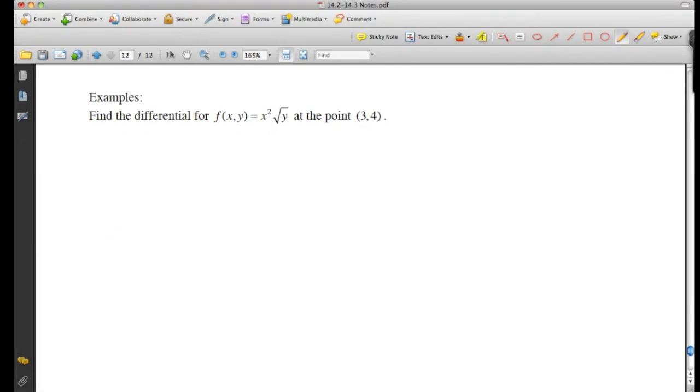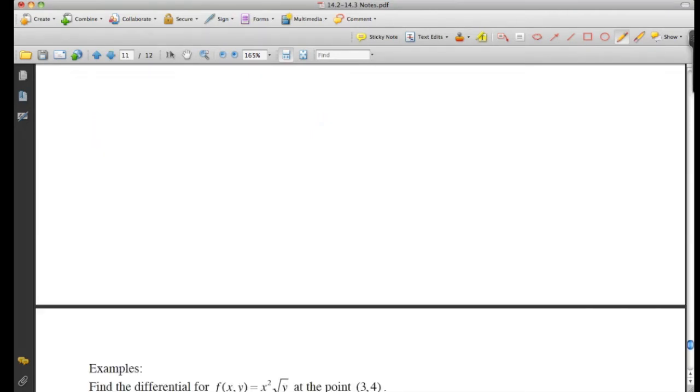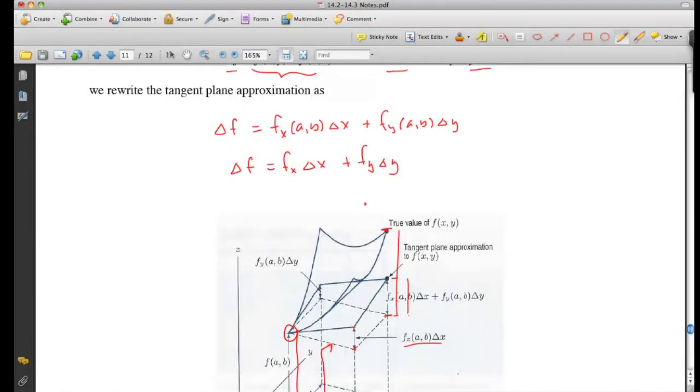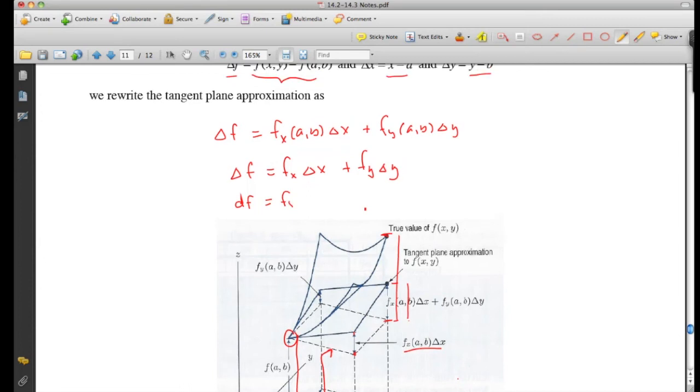All right, so you got some questions that say find the differential at a point. Okay, well, the differential, let me back up just one more step. If we say that these delta x's and delta y's are getting very, very close to 0, then instead of writing delta f, we're going to say df. Right, and df is going to be equal to the partial with respect to x times delta x plus the partial with respect to y, and not delta x, but dx, and then partial with respect to y times dy.